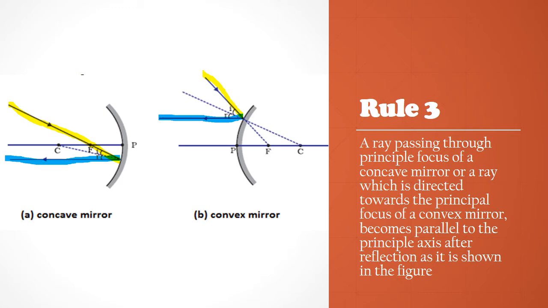In this case, this yellow light represents your incident light which is directed towards the focus. This light directed towards the focus strikes the convex mirror. After reflection, it passes parallel to your principal axis.